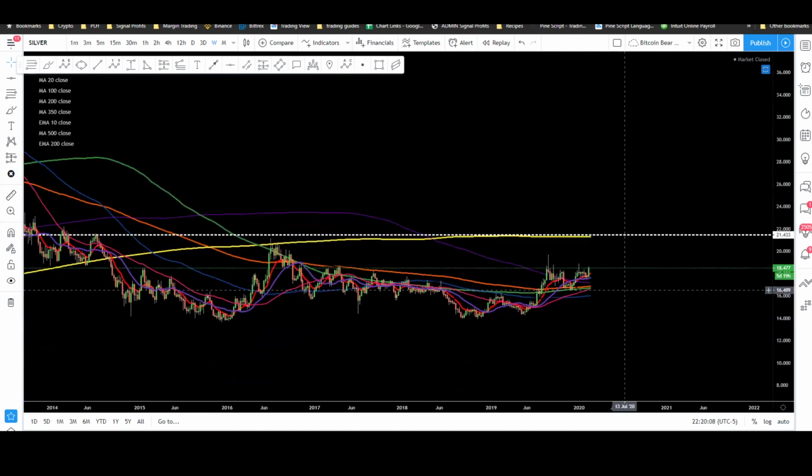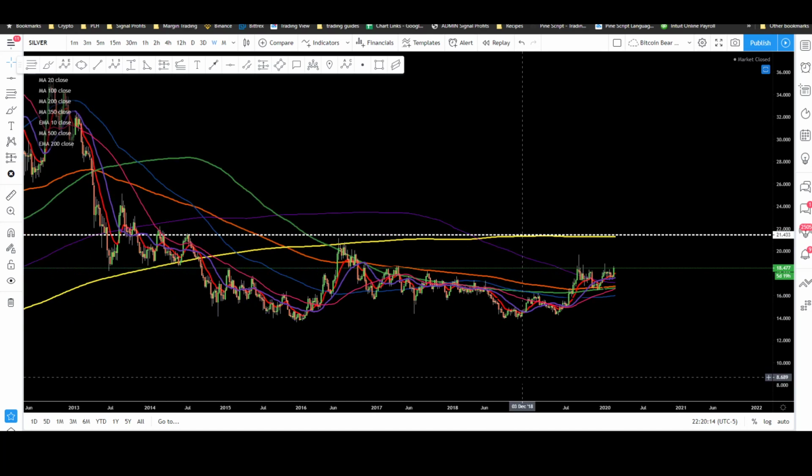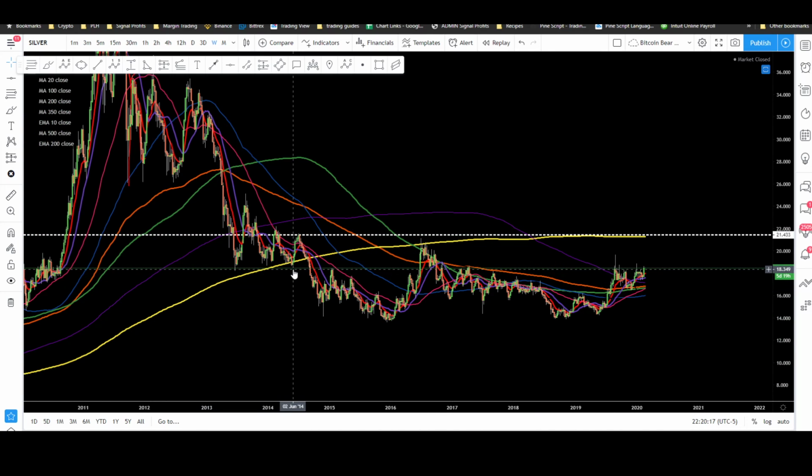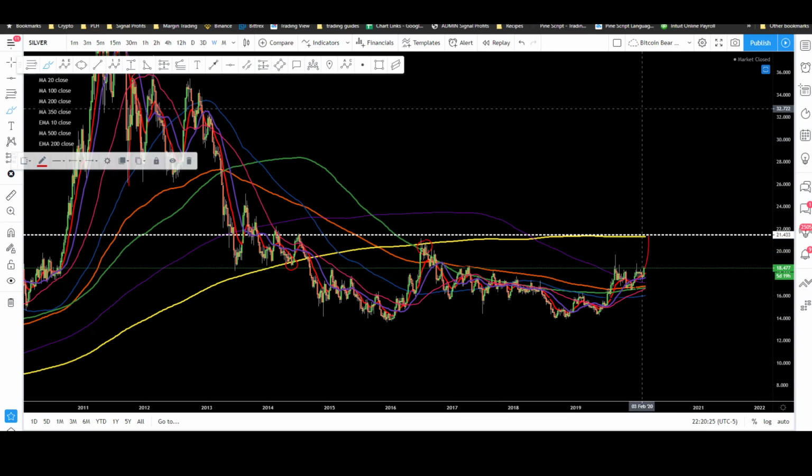Okay. But that's the level that it's looking like it wants to test because it's above everything else right now. Found support here. And the 21.4 looks like the level to break. And you can see that 500 EMA, what did it do back here? Boom. Boom. Okay. So I imagine that we're probably going to do something like that.